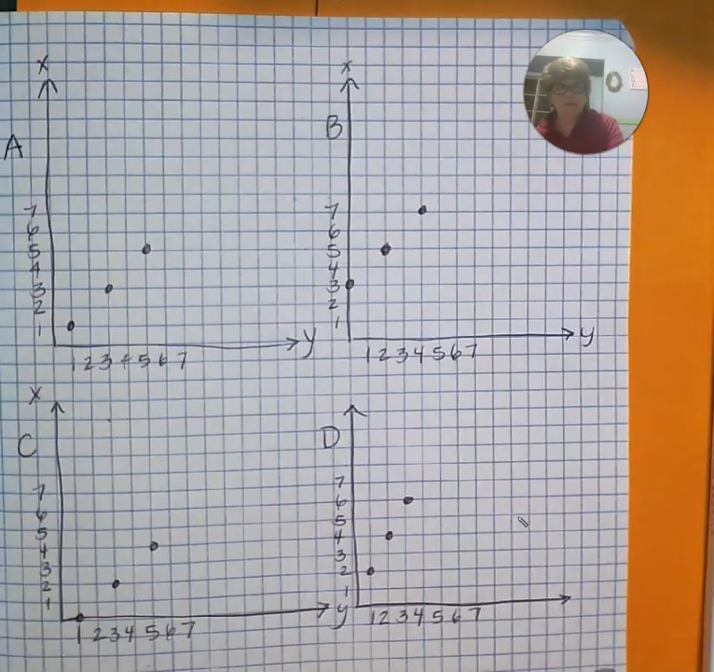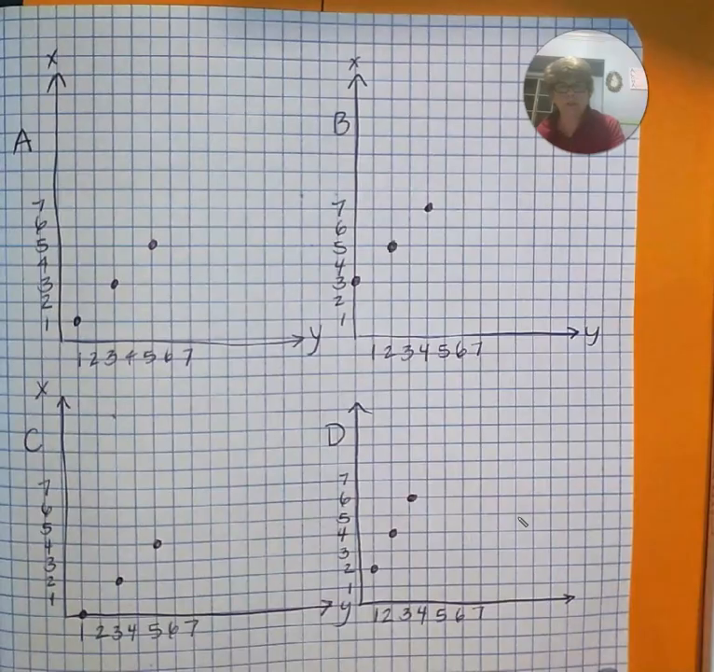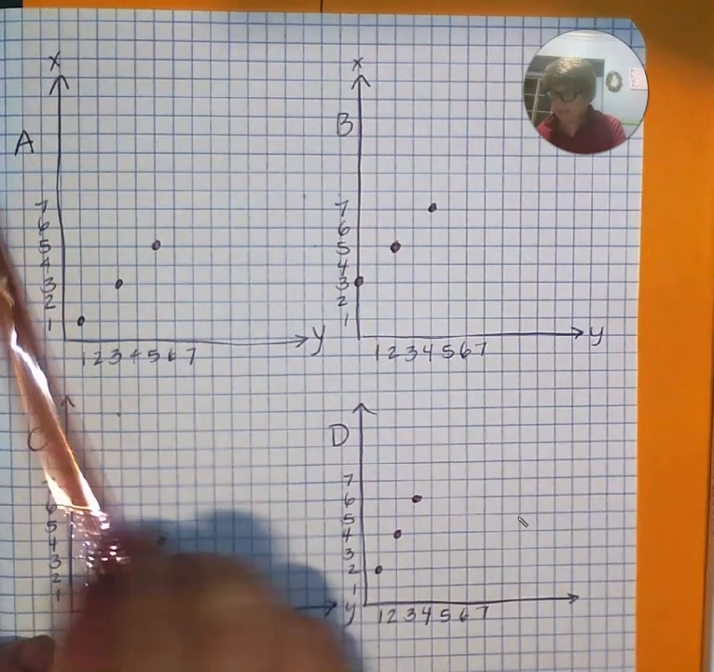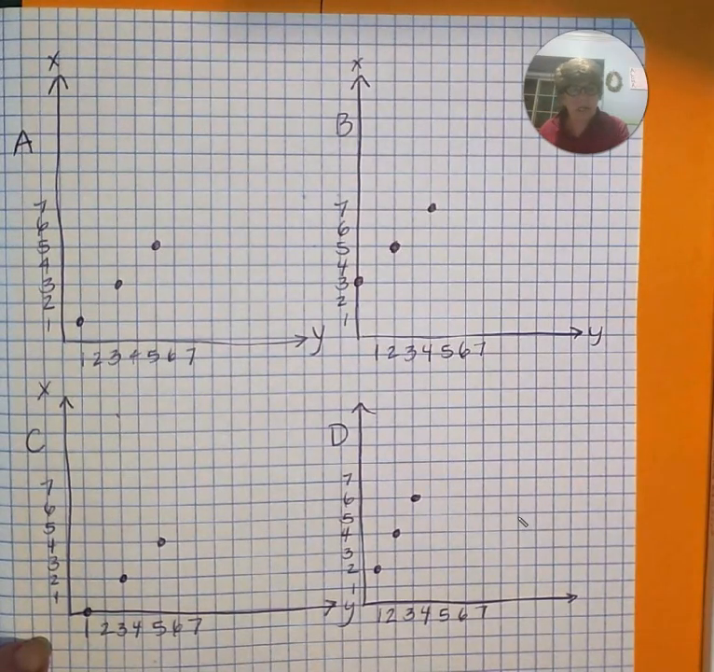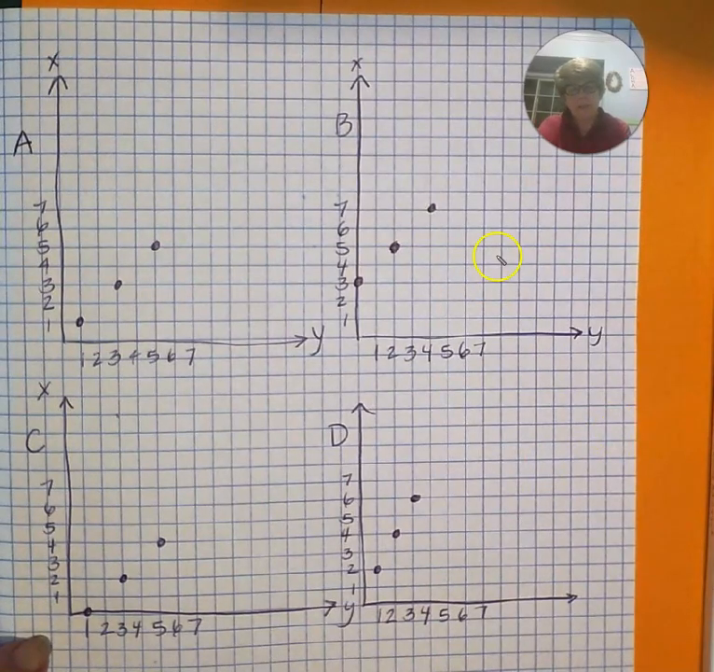Here we have 4 different coordinate grids. They are labeled A, B, C, and D, and we're just going to look into them and see what is similar, what is different, which one doesn't belong, except they all have different reasons for belonging or not belonging. So let's just check them out.